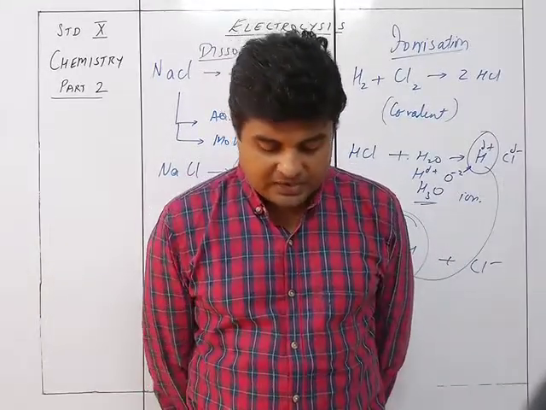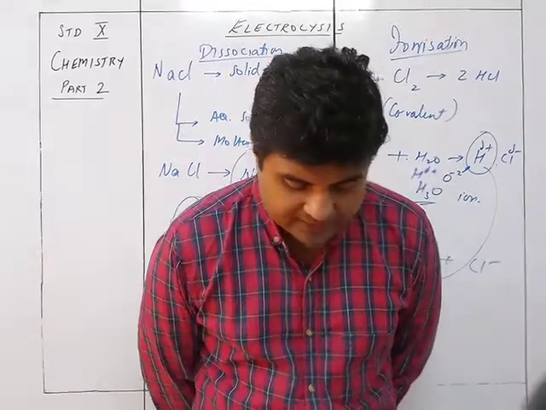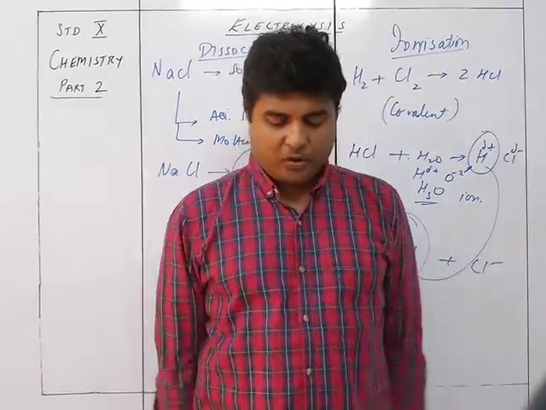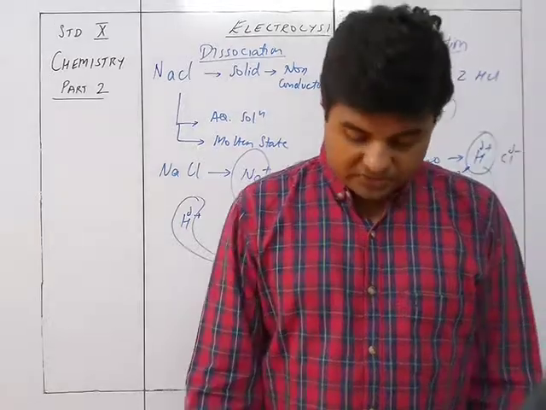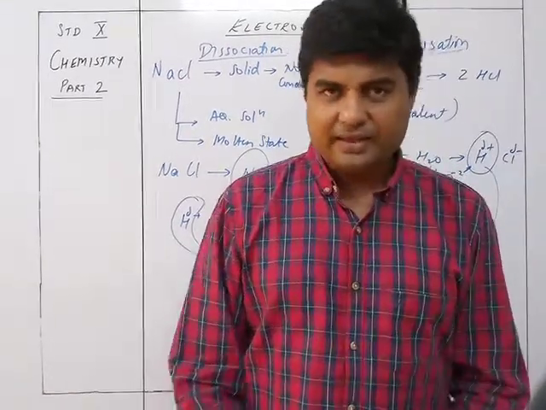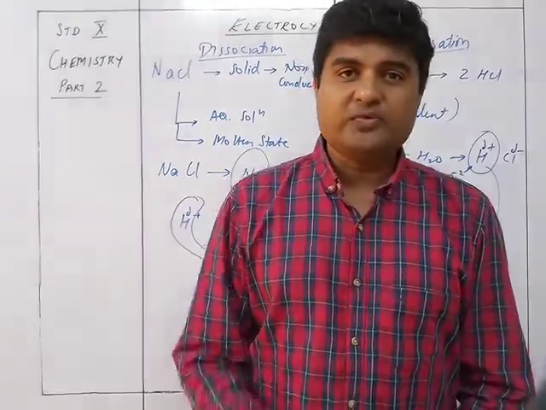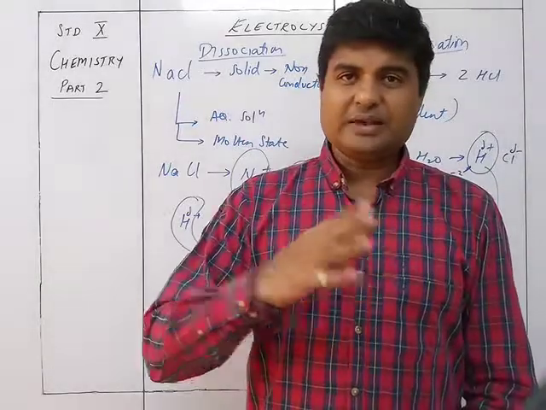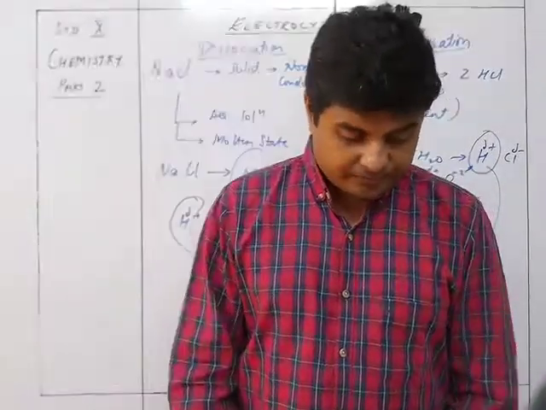The copper ions are discharged at the cathode as Cu metal, when copper electrodes are used during electrolysis. We'll study that in the later part of the chapter: how the copper sulfate dissociates into two parts, and what we are going to get at the anode and cathode.